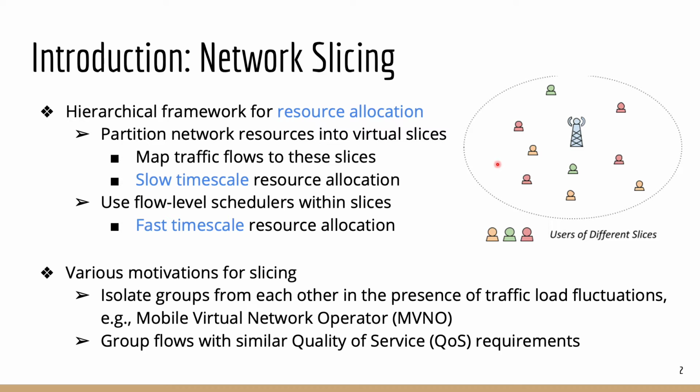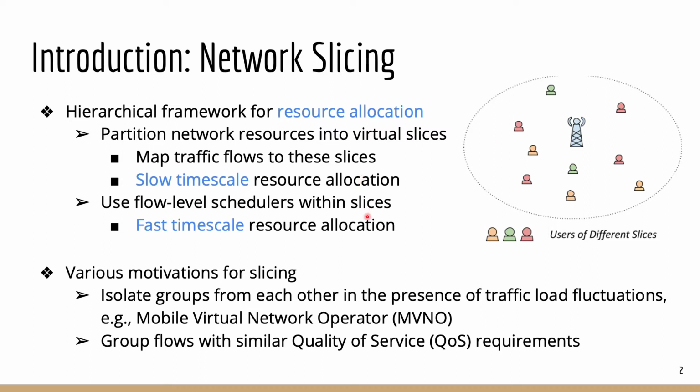Let me first start with the general idea of network slicing. Basically, it's a hierarchical framework for resource allocation. The base station first maps users or the traffic flows into several slices. Then it partitions network resources, the bandwidth for example, into those virtual slices based on some allocation rule. This allocation typically happens in a slow timescale.